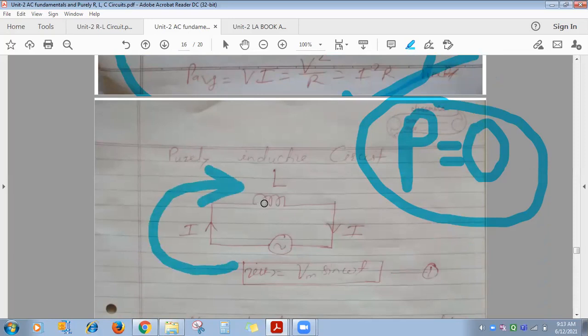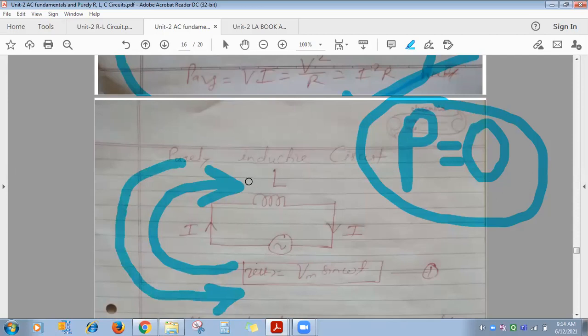Load is an inductor here and the source is a single phase AC voltage source. When the current increases, power flows from source to load, and when it's an AC current, the current continuously increases, decreases, and changes its direction. When the current decreases, the same amount of power flows from load to source. So like this, it continuously happens.